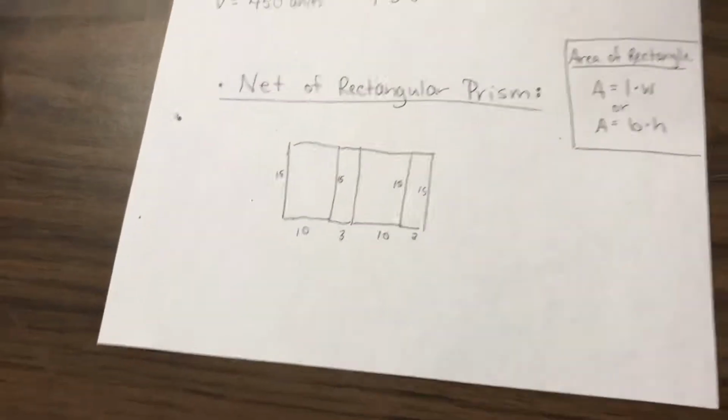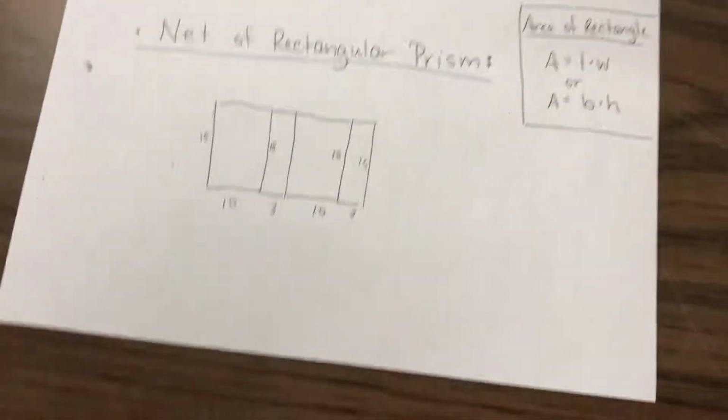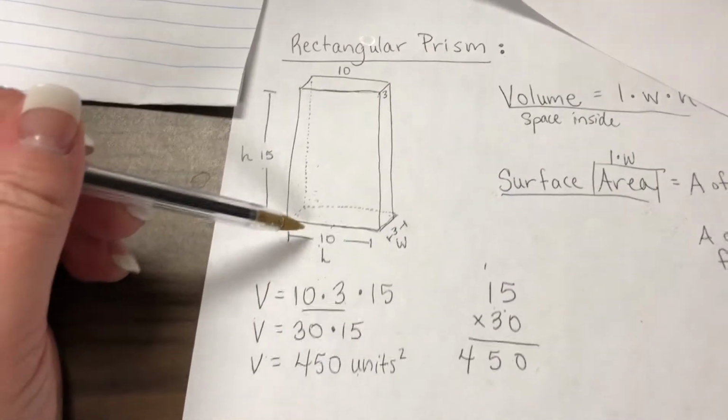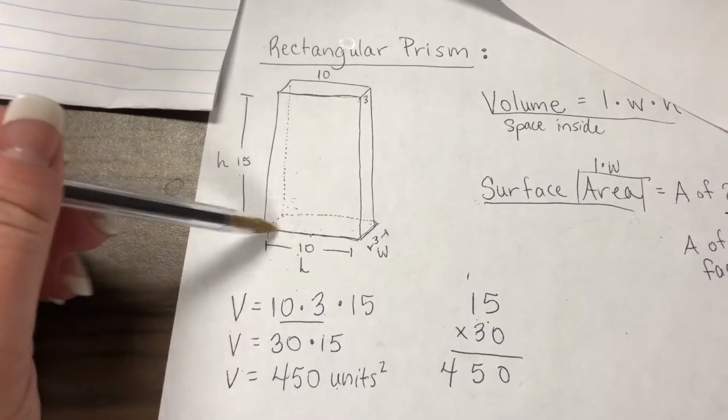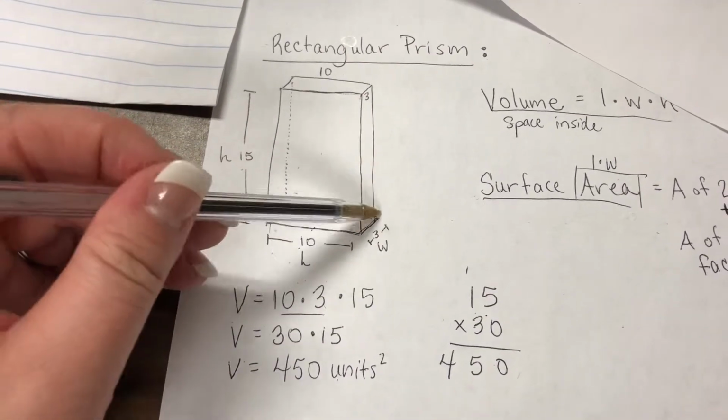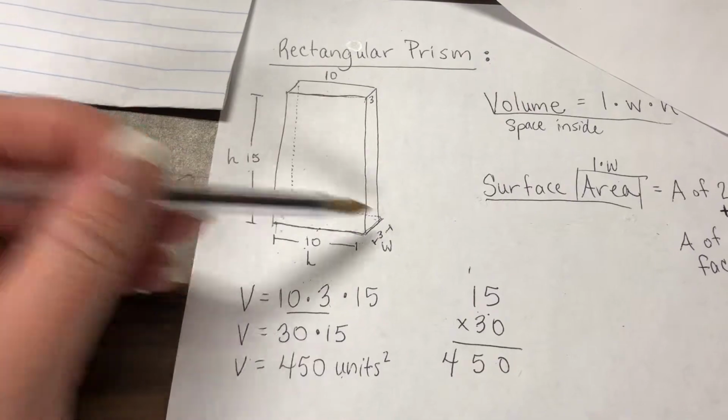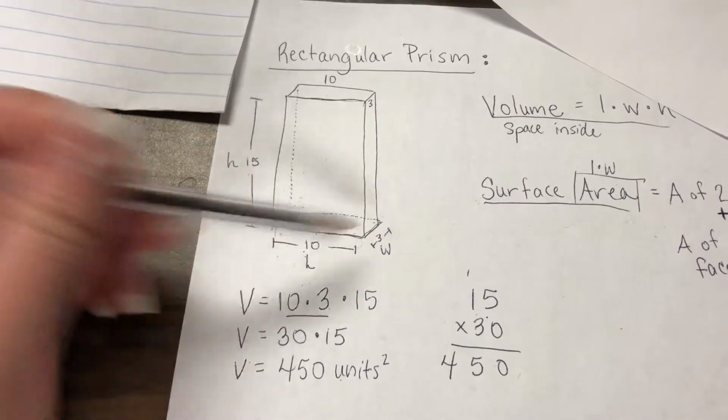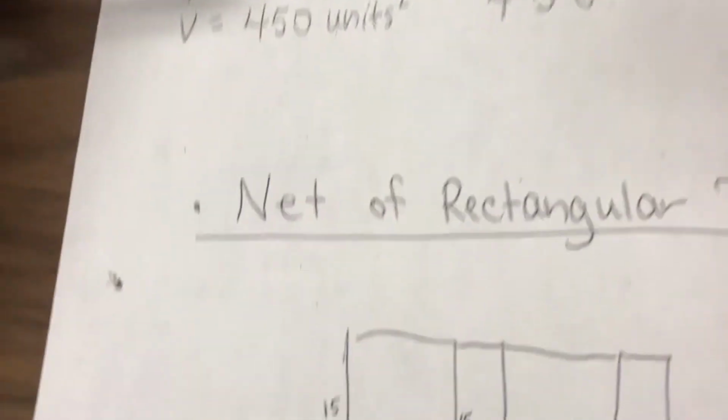Now, the last thing we have to do is just think about our bases, or our top and our bottom. Our top and our bottom should have dimensions 10 across and 3 deep, or we said the length was 10, the width was 3. So it's 10 by 3.